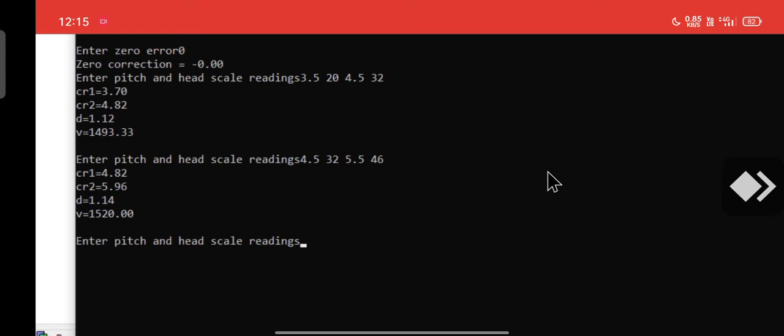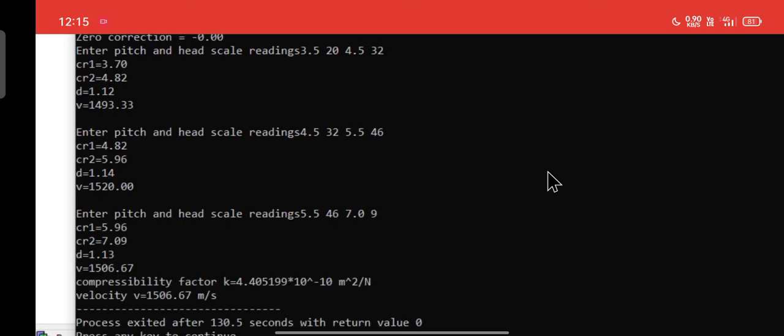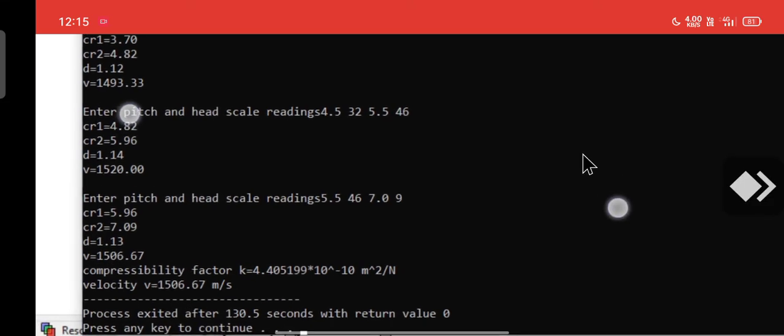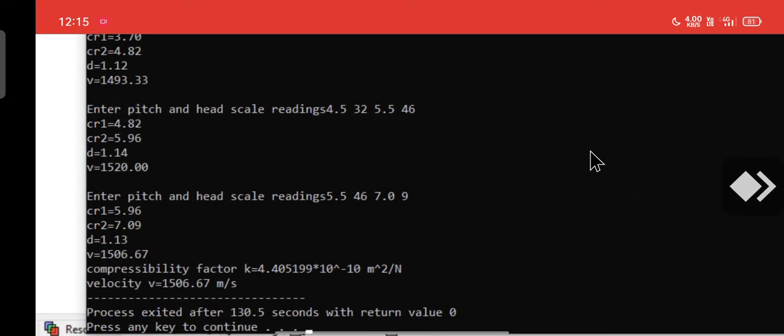Then I am giving the third set of values: 5.5, 46, 7.0, coincidence is 9. The correction readings 1 and 2, D and velocity for the third set of values are printed.